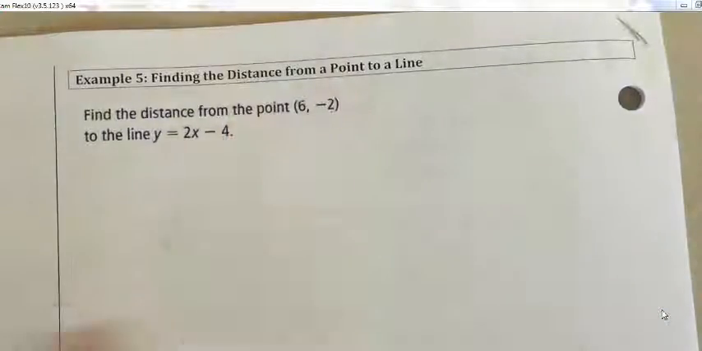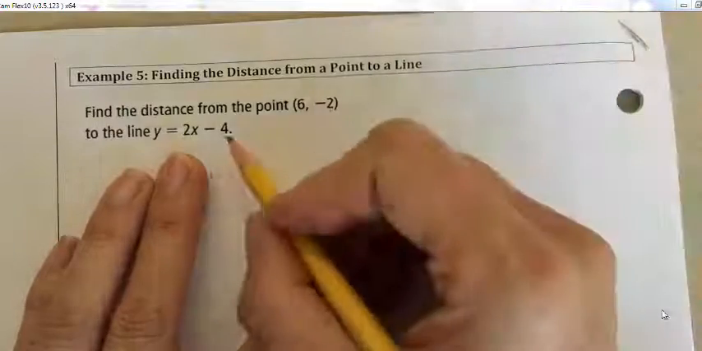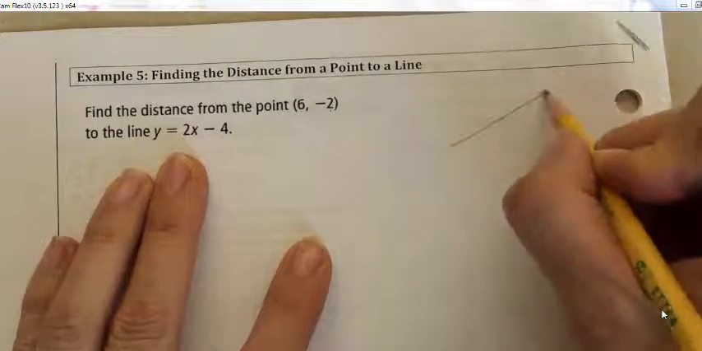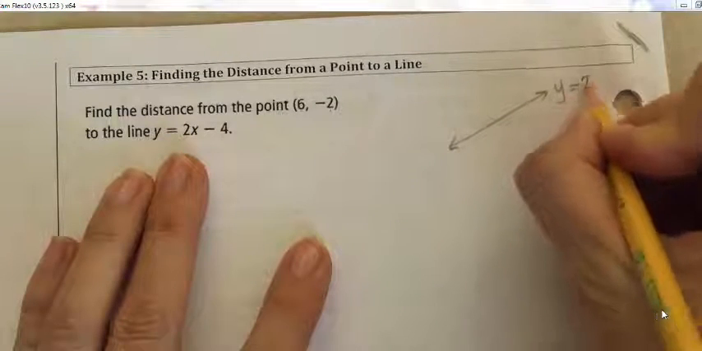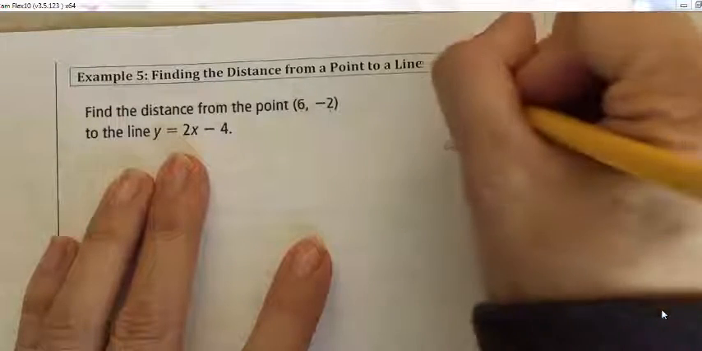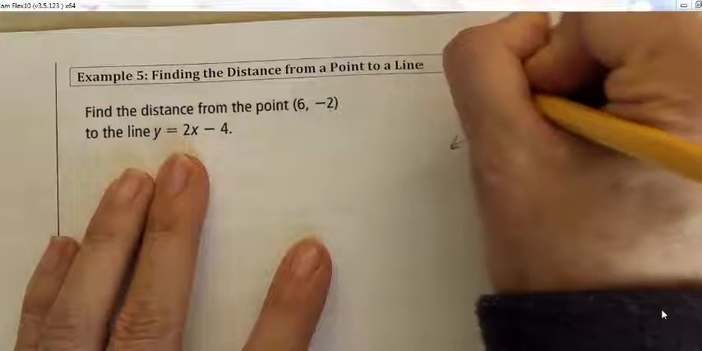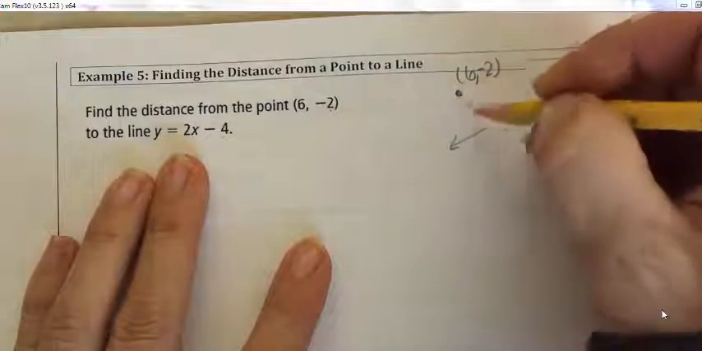Okay, so I've got some point, I've got some line. Let's just pretend that my line right here looks like this. Well, actually it would. Just pretend though. This is y equals 2x minus 4. And then I have some point out in space. That is (6, -2). And I have to find the distance from here to here.